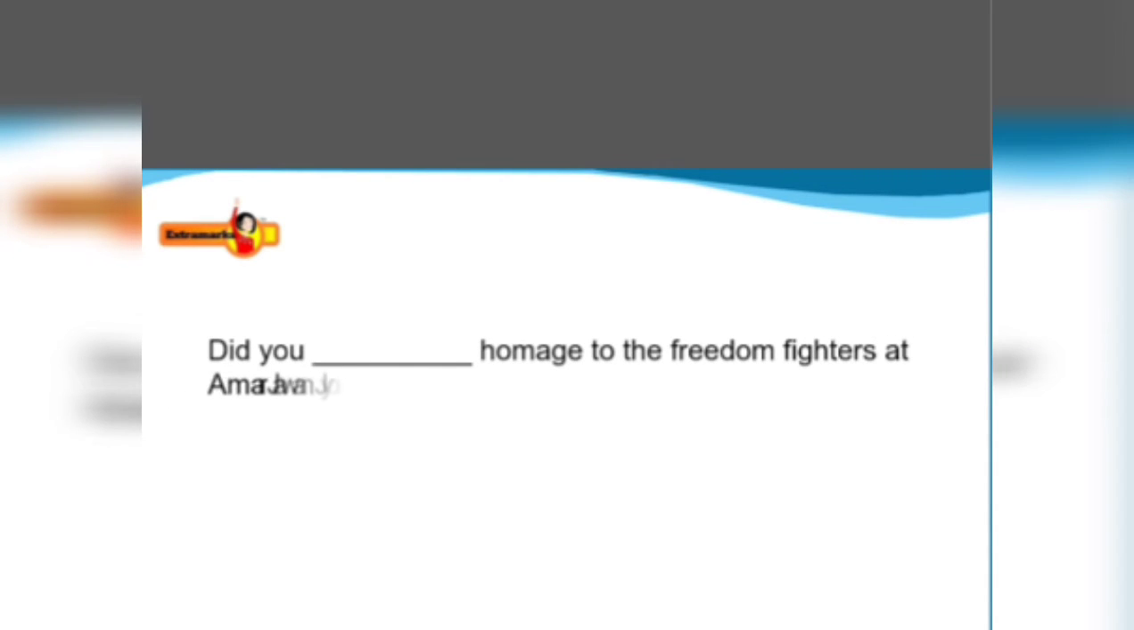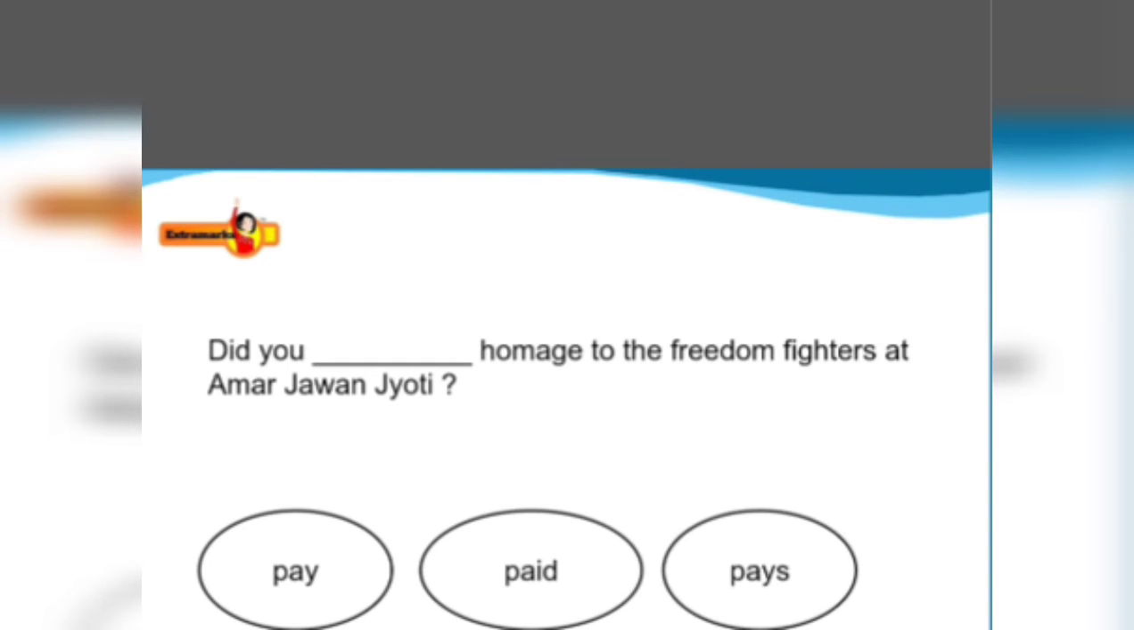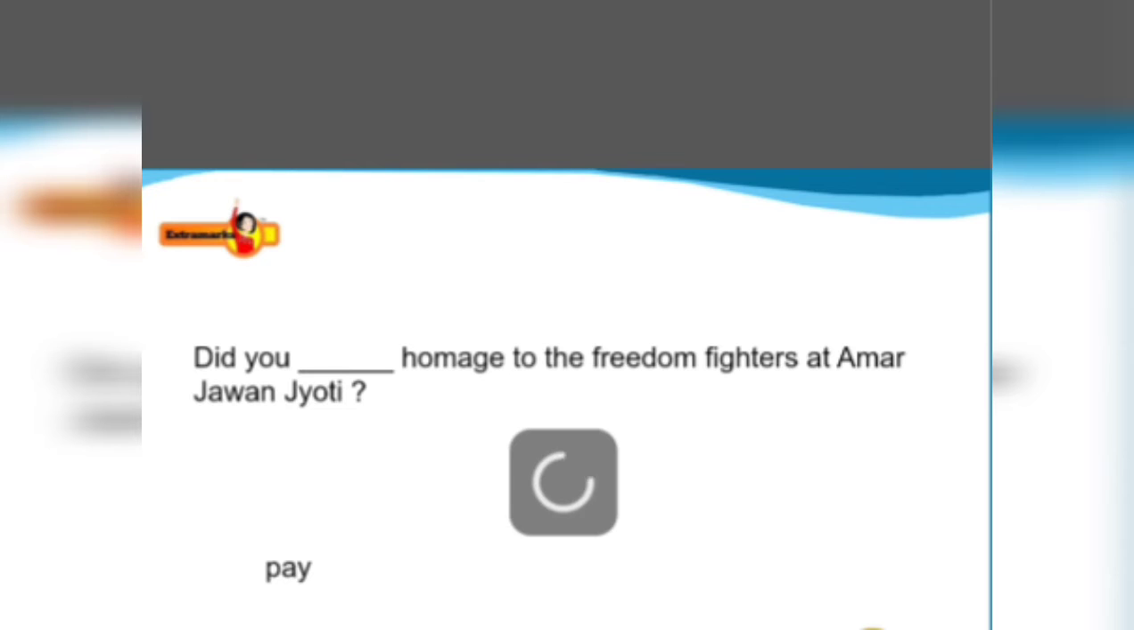Did you dash homage to the freedom fighters at the Amar Jawan Jyoti? Choose from pay, paid or pays. Try again. Well done! It is pay, as auxiliary verb did is used here. Did you pay homage to the freedom fighters?